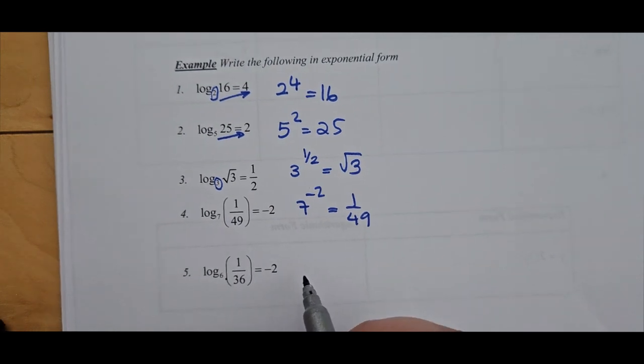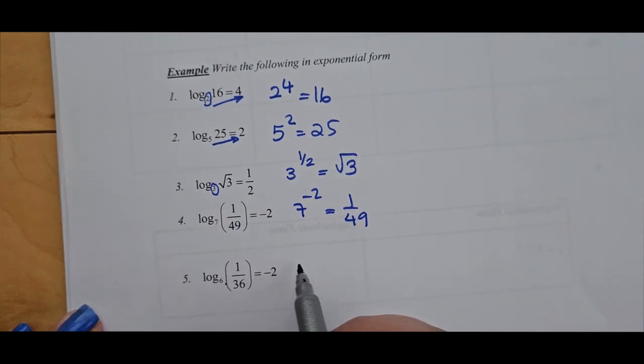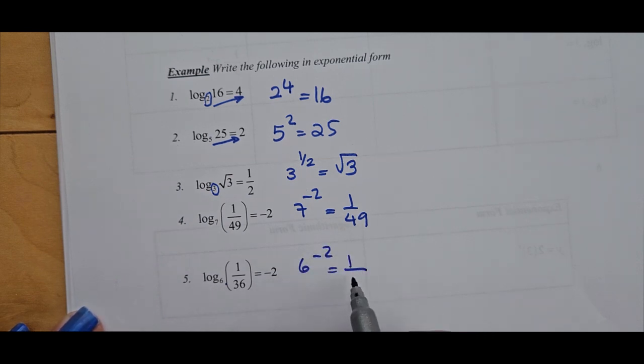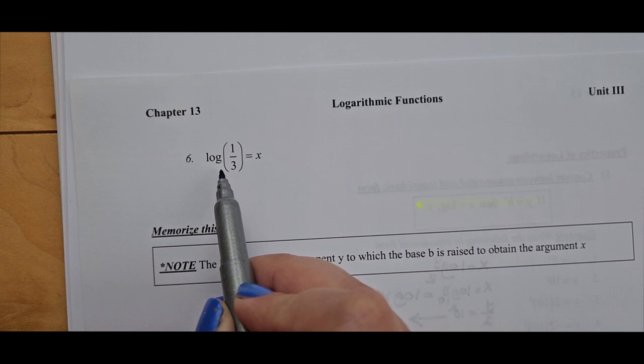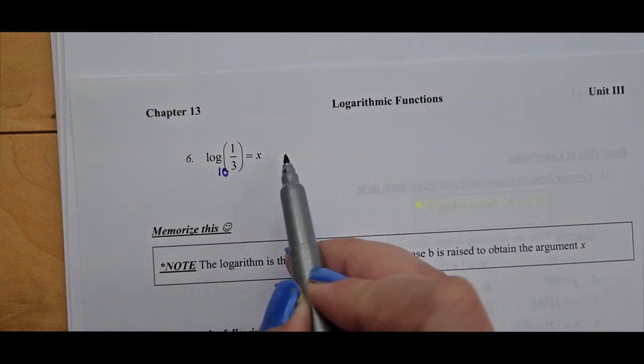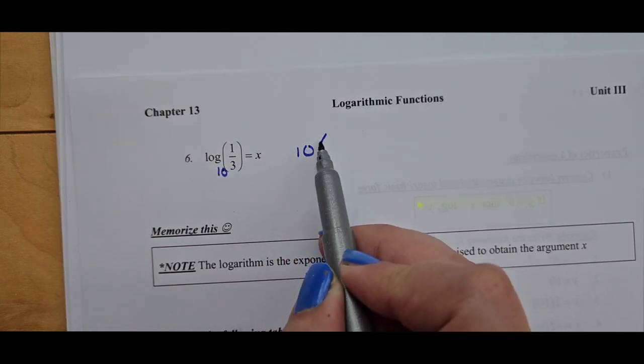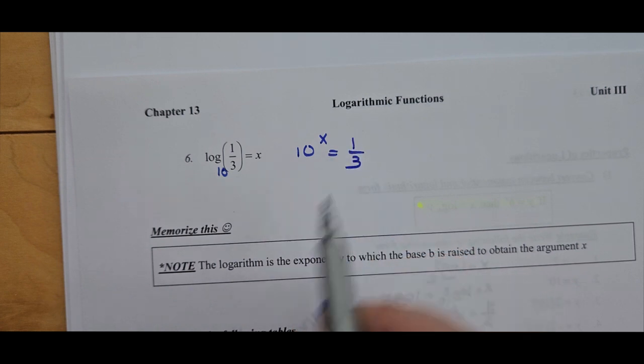So, next one. This is your base. First of all, find your base. So, that would be 6 to the power negative 2, and the answer is 1 over 36. Right? You have to be really good at changing from one form to another. Another example is here. You can see here the base is not written. So when it's not written, it's actually 10. 10 to the power x is equal to 1/3.